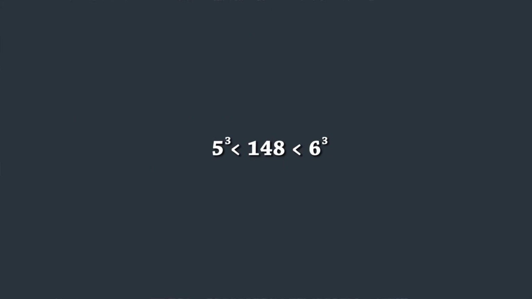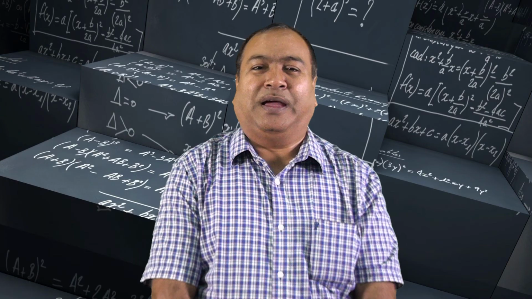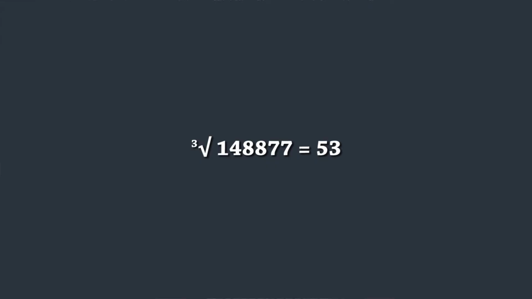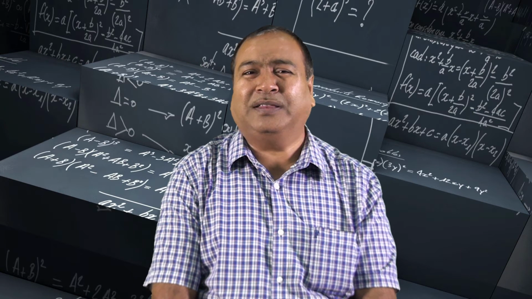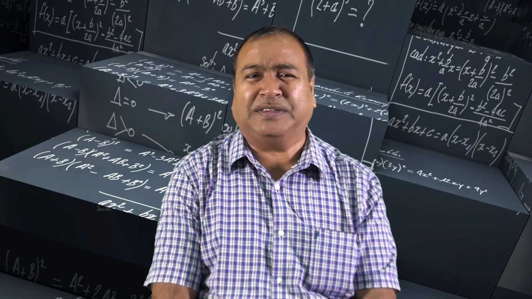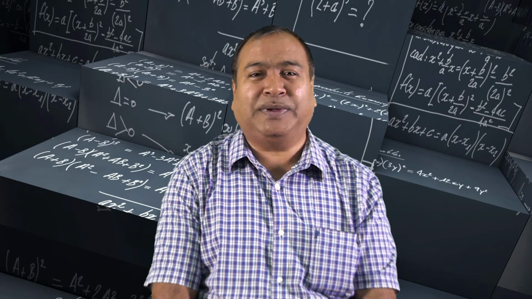Step 3. Look at 5 cube is less than 148, which is less than 6 cube. Step 4. By considering the smaller number in the above inequality, the tens digit in the answer must be 5 only. Hence, the cube root of 148,877 is 53 only. Do you find it is very interesting? So like this, we can apply this technique on higher digit numbers and find the answers very easily if the given number is a perfect cube.